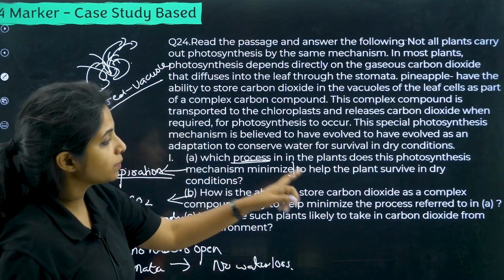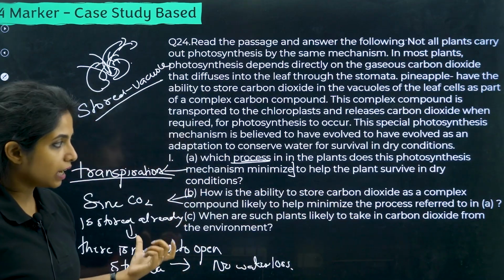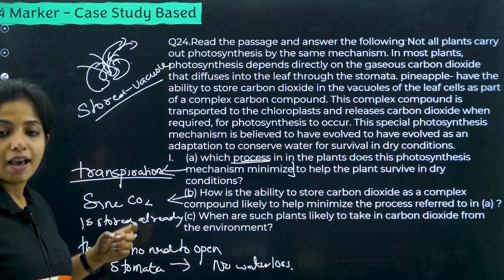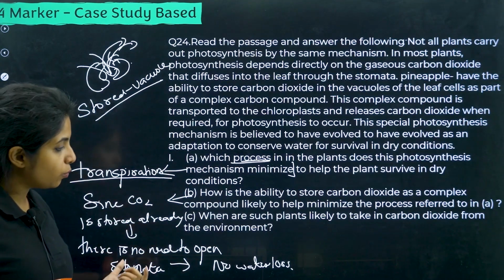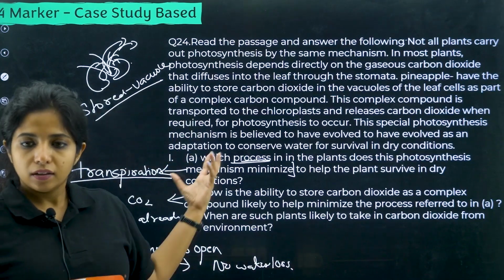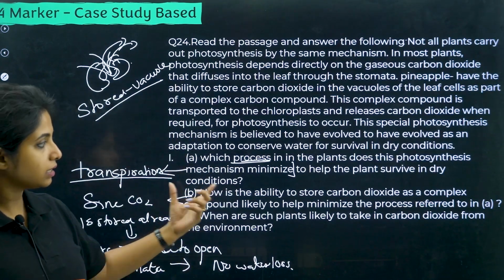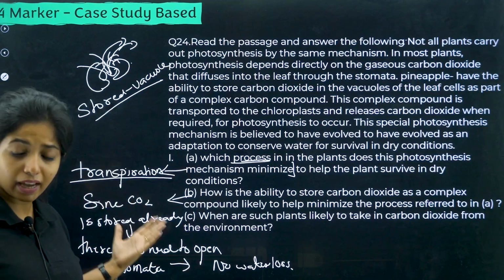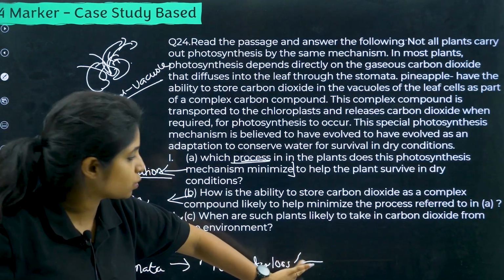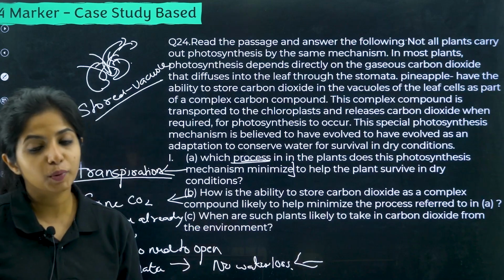So basically how does the ability to store carbon dioxide help to minimize the process referred to? Because if CO2 is already stored, there is no need for the stomata to open, and if the stomata are not opening, then there is no water loss as well. That is how it is helping. This ability of the plant is helping it not to open the stomata, which is why we can prevent the water loss as well. Works? Will you be able to answer that?